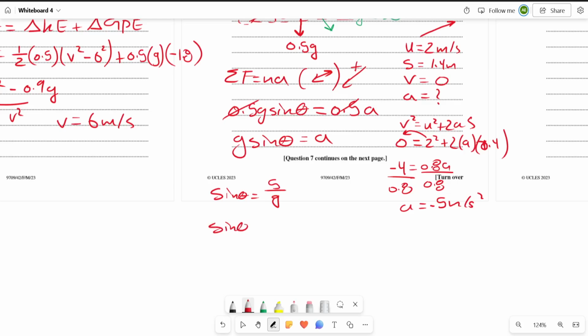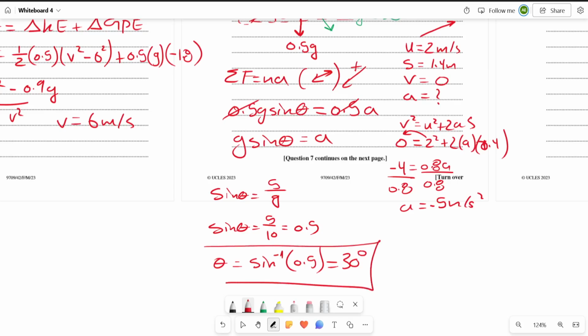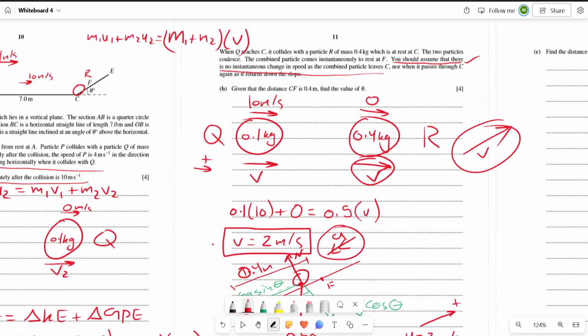Sine theta equals 5 over 10, which is 0.5. So theta is going to equal shift sine, or sine inverse, of 0.5, which is 30 degrees. So this is my answer for theta for the second question.